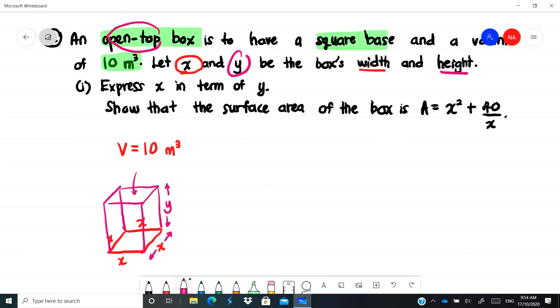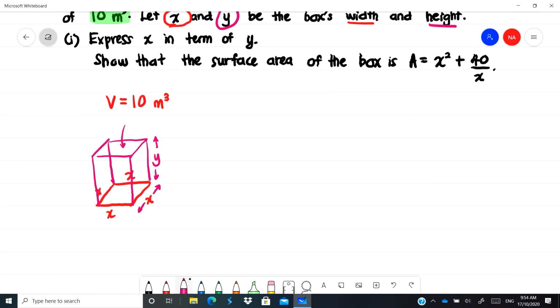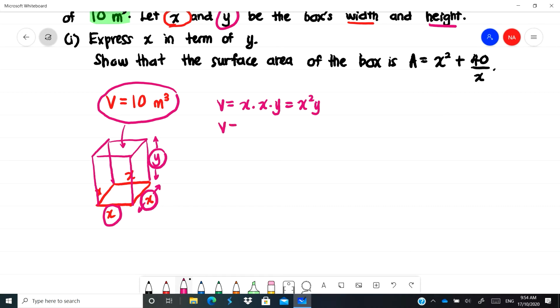Alright, so express x in terms of y. To do that, we have to relate it with the formula of the volume, because the volume is given by 10. Firstly, we write the volume of the box, which is x multiplied by x, and then multiplied by y. So this is given by x squared y. We know that the volume is 10, so we can equate x squared y with 10.